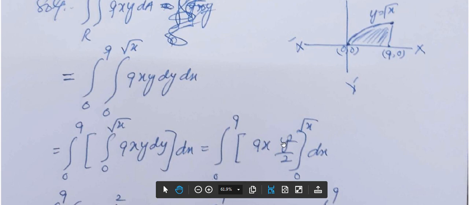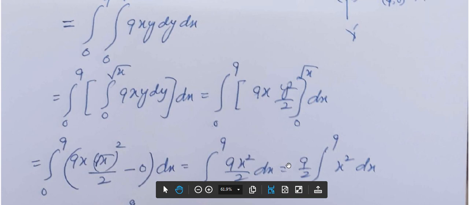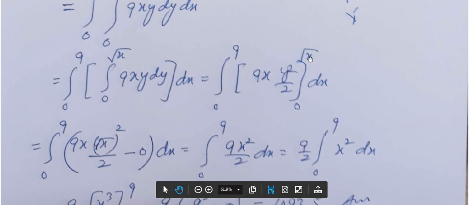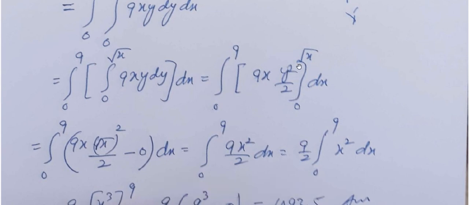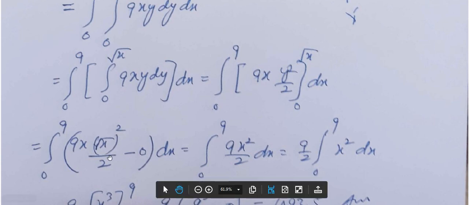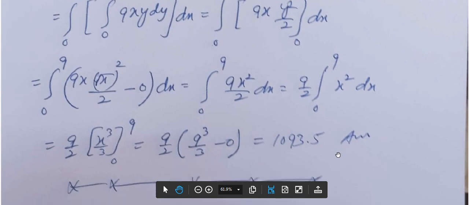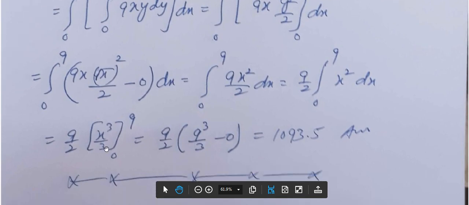The integration of y is y square by 2, and then you substitute the limits in y. As the upper limit is square root of x and the lower is 0, if you substitute square root of x in y, this will be square root of x whole squared over 2, minus, if you put 0, this will be 0. Now the square root and square will cancel, so you will get only x, and x multiplied with x will be x square, so this will be 9x square by 2. So 9 by 2 you can write outside, and then you can integrate x square. You know the integration of x square is x power 3 over 3, and then you substitute the upper limit 9 and lower limit 0. Simplify this, and you will get 364.5. So this is your answer.